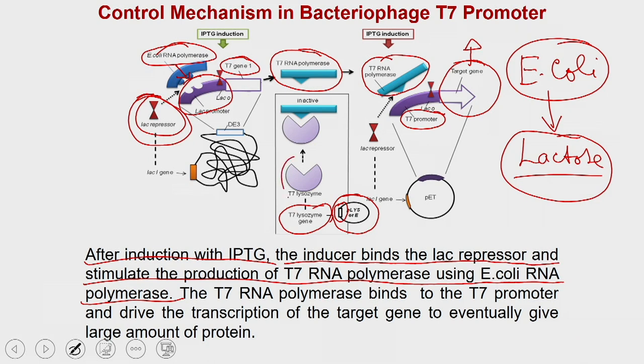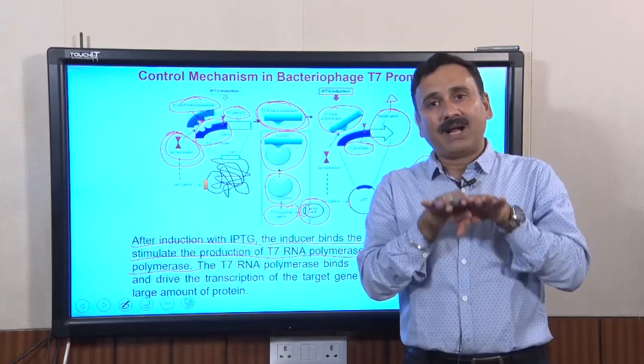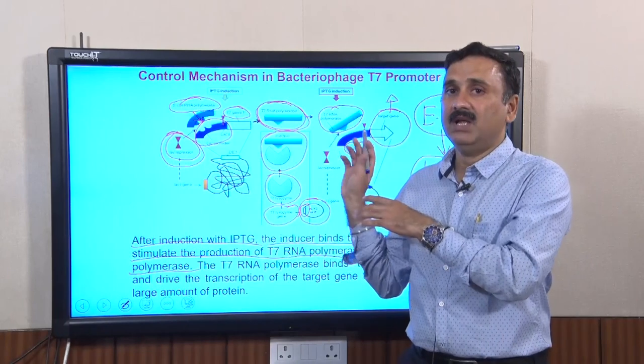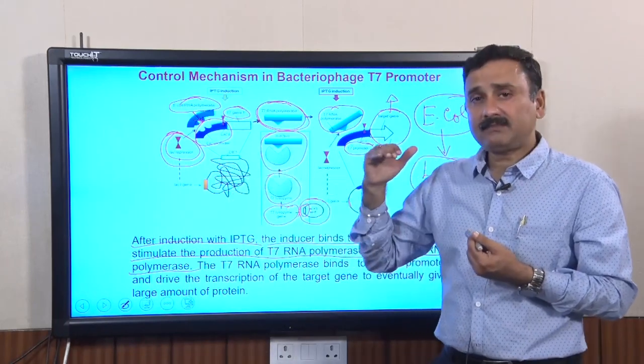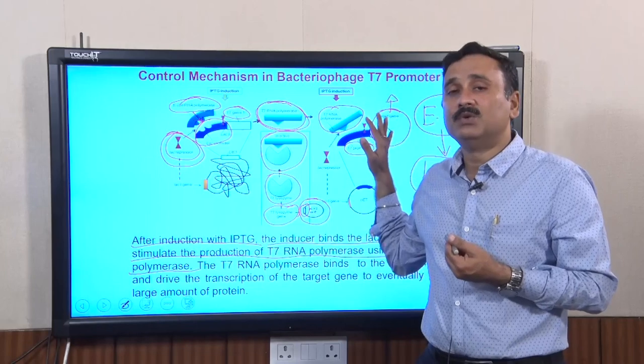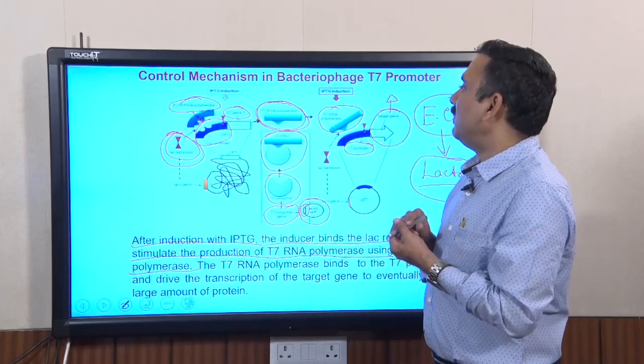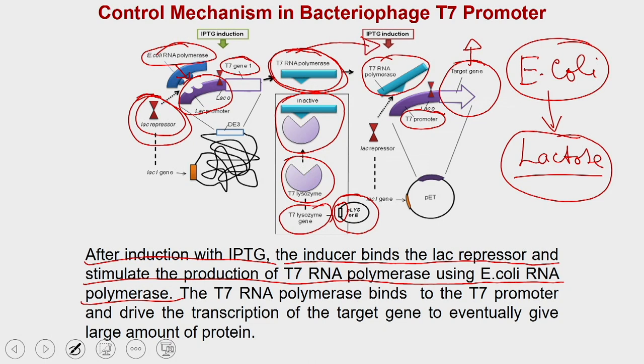So the T7 lysozyme gene is going to produce the T7 lysozyme, and this T7 lysozyme is going to destroy or inactivate the low level of T7 RNA polymerase, which is produced under the influence of lactose present inside the E. coli. So that is going to kill the background protein production in the absence of IPTG. But once you add the IPTG, the IPTG is a very strong inducer compared to the low level of lactose present inside E. coli. As a result, a large quantity of T7 RNA polymerase is going to be produced, and then you are going to see induction once you add the IPTG.